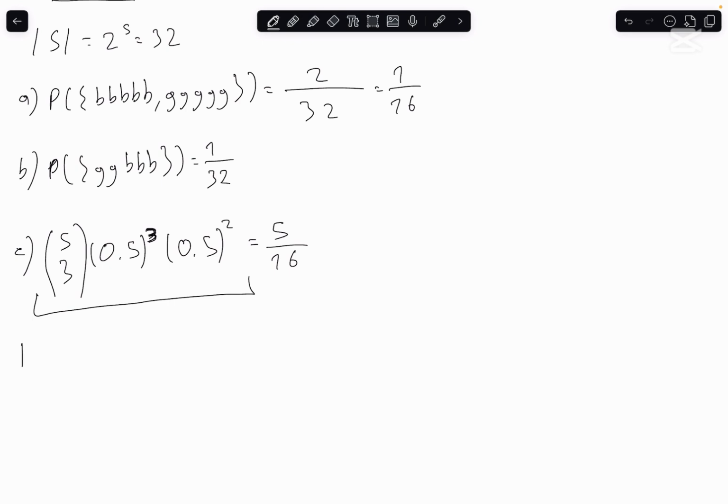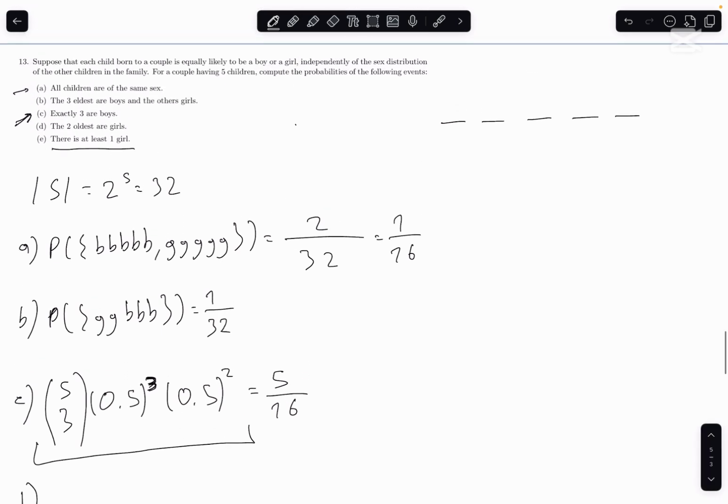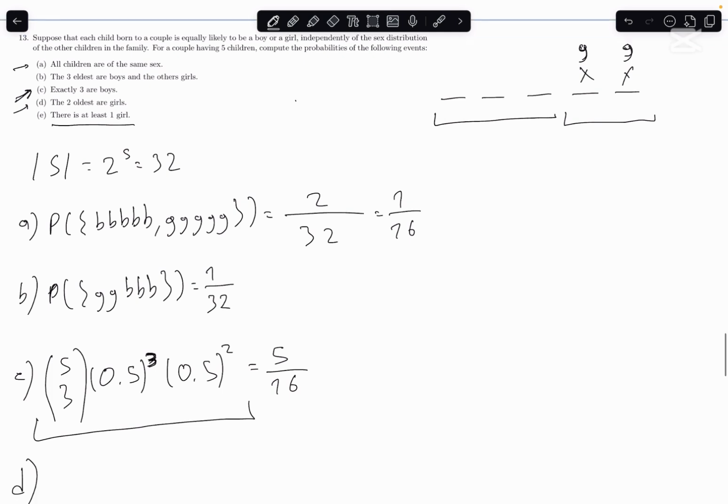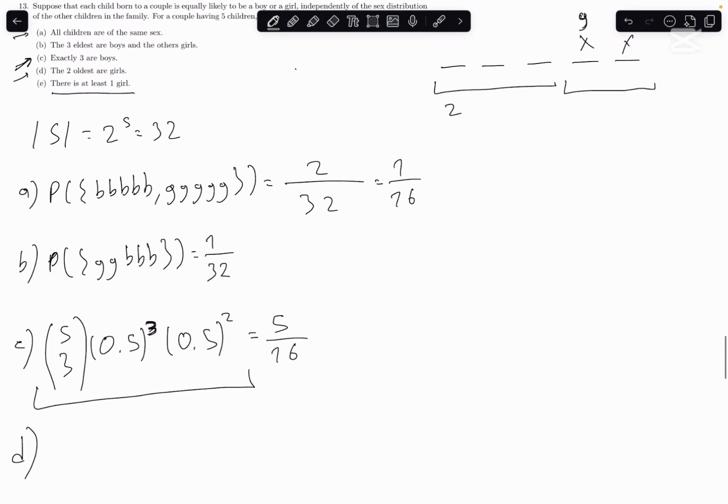Let's go to section D. In section D it says the 2 oldest are girls. So in this one we sort of fixed the last 2. We already know they are girls. These ones are fixed. We need to make some calculations related to the first 3 slots. For the first one we have 2, for the other one we have 2, and for the last one we have 2 options. So overall we have 8 options.